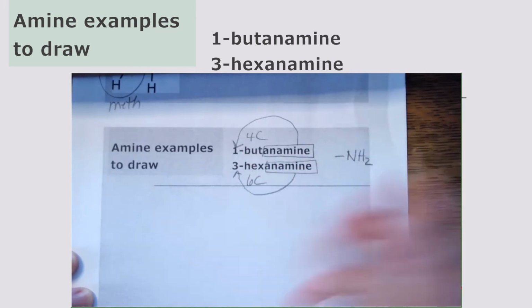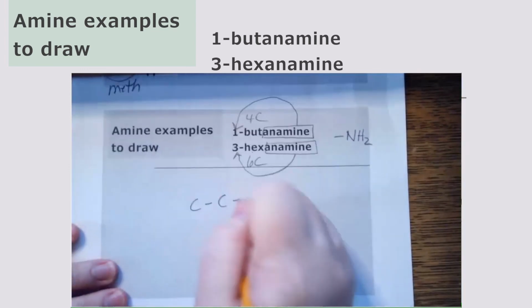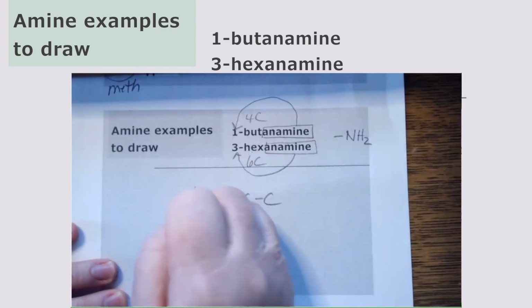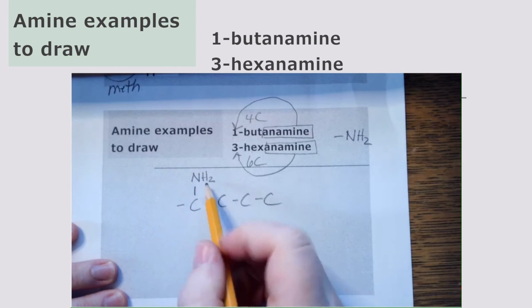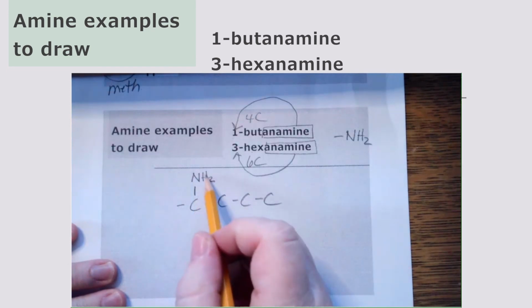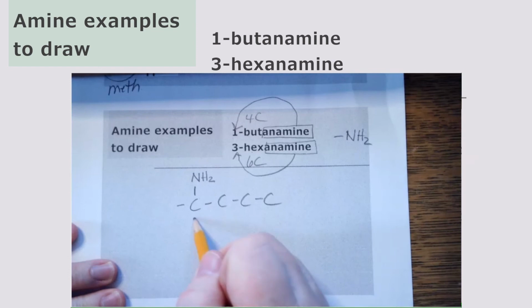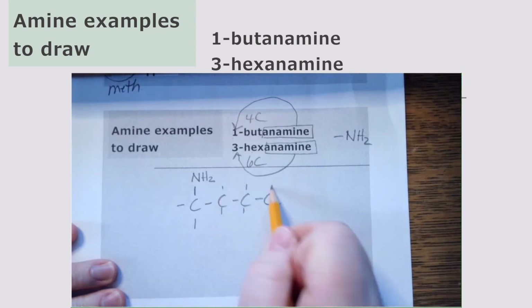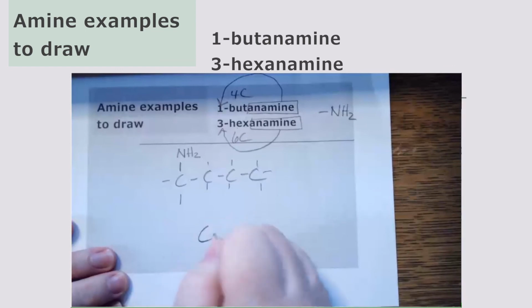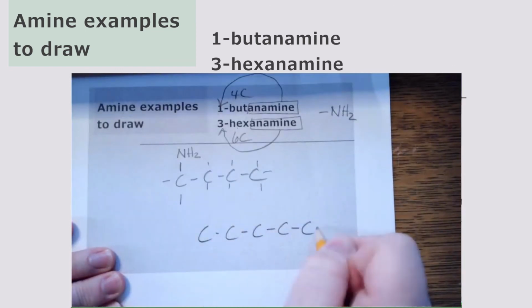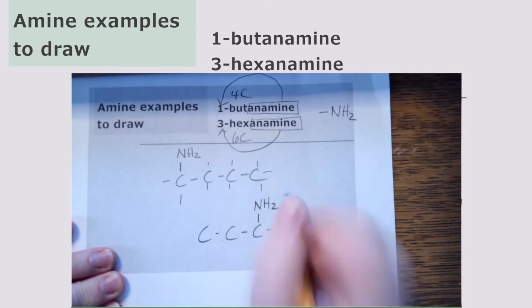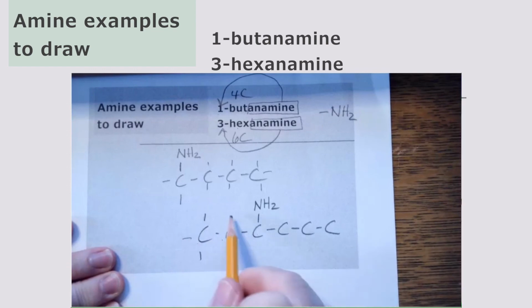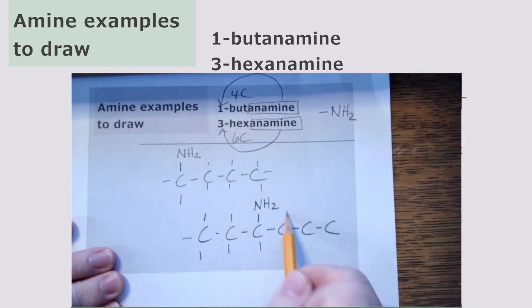NH2. So draw 4 C's. 1, 2, 3, 4. On carbon number 1, put in NH2. Then fill in hydrogens. Nitrogen can form 3 bonds, so 1 and then 2 hydrogens, that makes 3. So, but this carbon, this carbon, this carbon, this carbon. Let's try the next one. Hex is 6 carbons. On the 3rd carbon, 1, 2, 3, put an amine. Now just add your hydrogens. Be careful with this one. There we go.